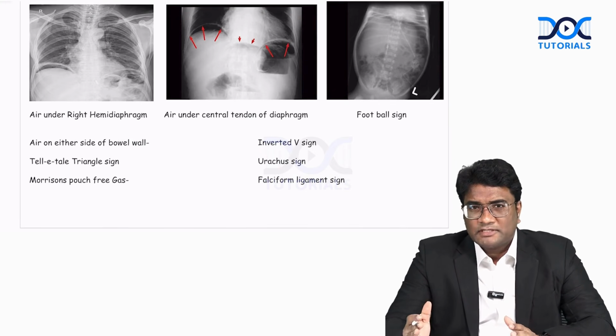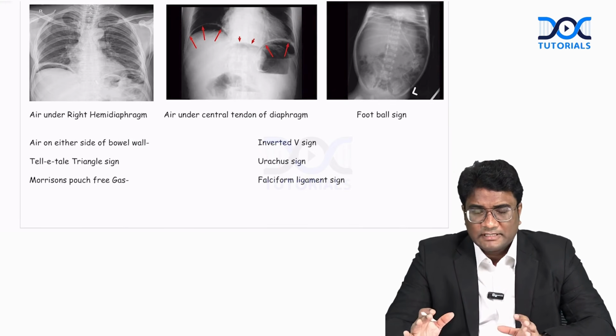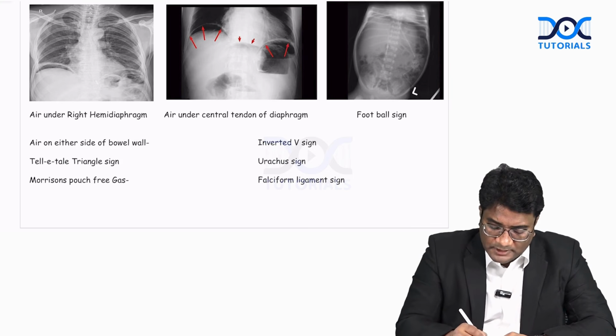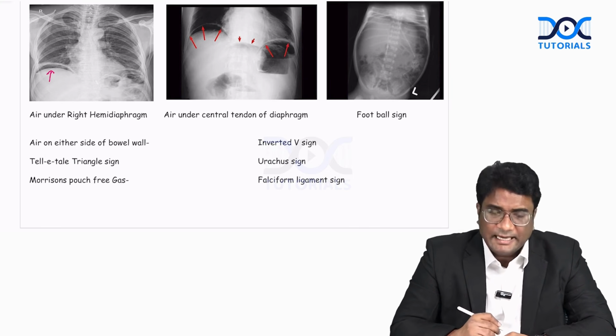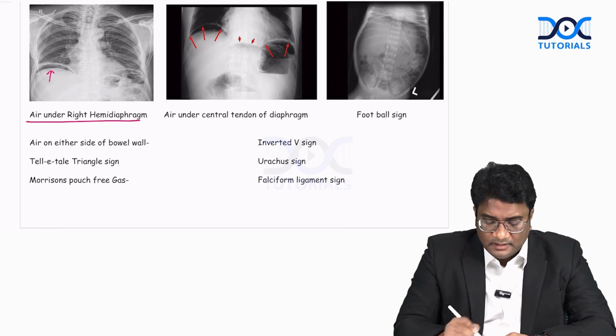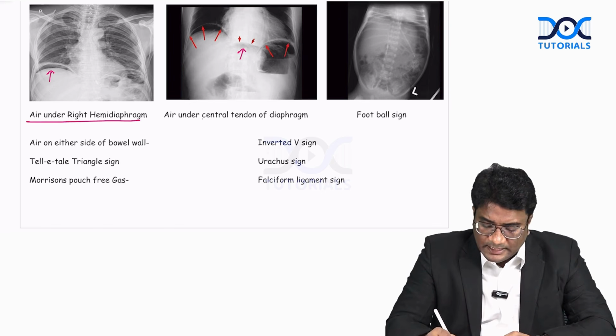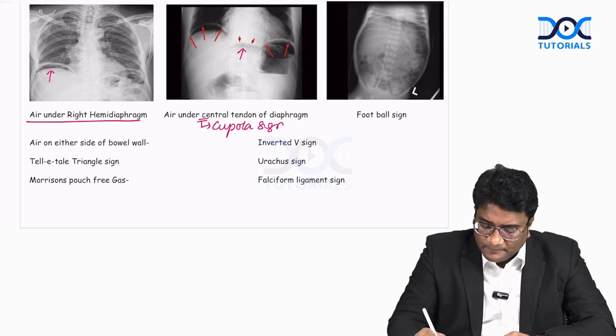And when we have a hollow viscus perforation or pneumoperitoneum, what are the radiological signs? This is important for your exam. So for pneumoperitoneum or hollow viscus perforation, we all know you will see air under the right hemidiaphragm. You will also see air under the central tendon of the diaphragm. This air under the central tendon of the diaphragm is called the cupola sign.